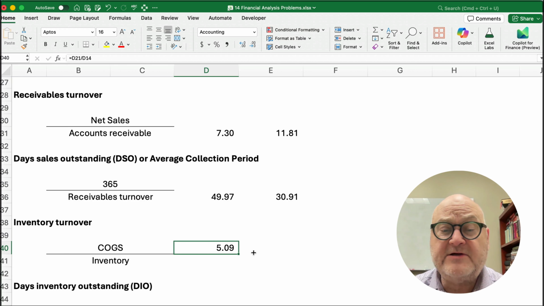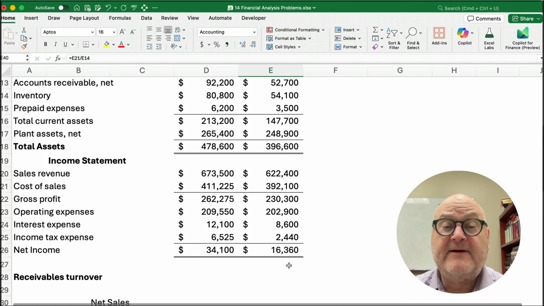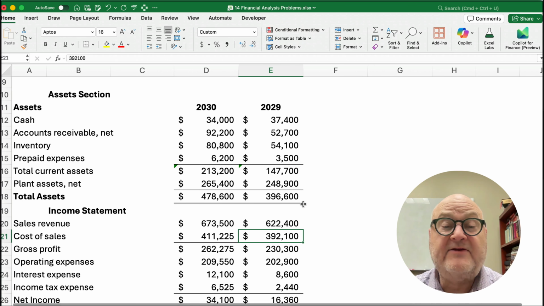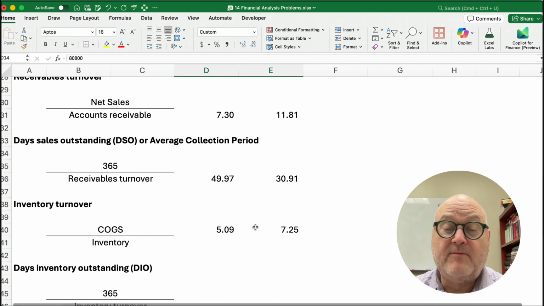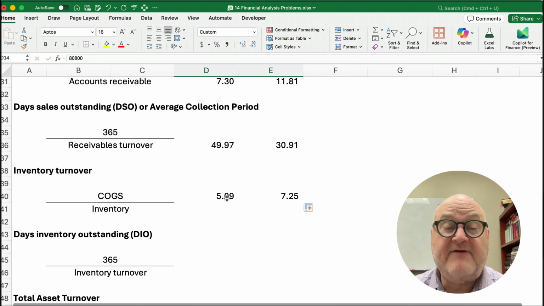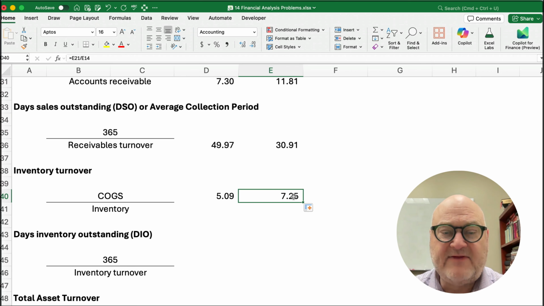Let's look at the previous year. Well, the previous year we have the cost of goods sold is 392, but we only need 54,000 of inventory rather than 80,000. So therefore, we're more efficient again in the previous year. So we would have inventory turnover is 7 is better, 7.25, 7 and a quarter is better than 5. So we like this one better, inventory turnover.